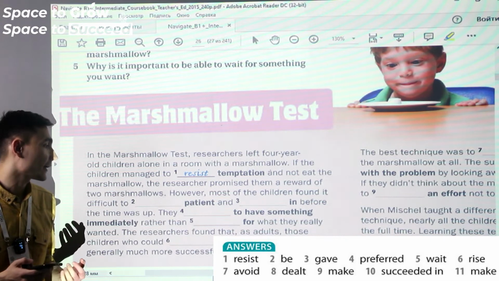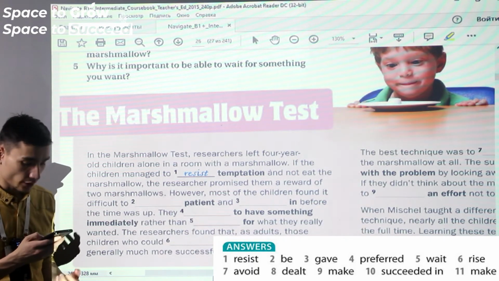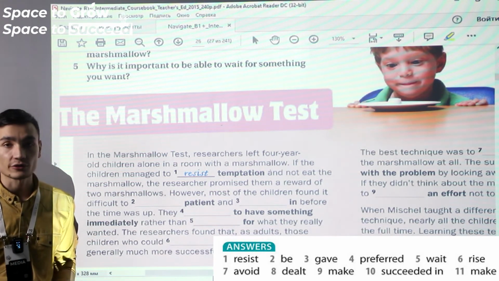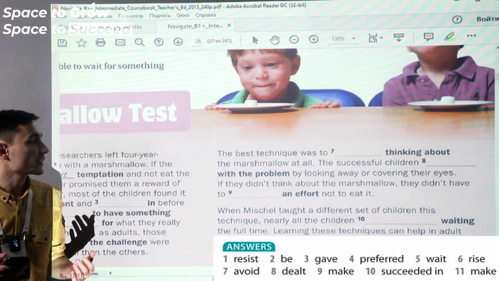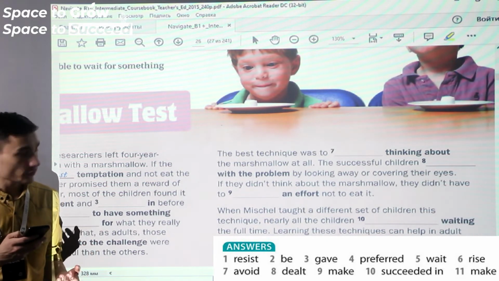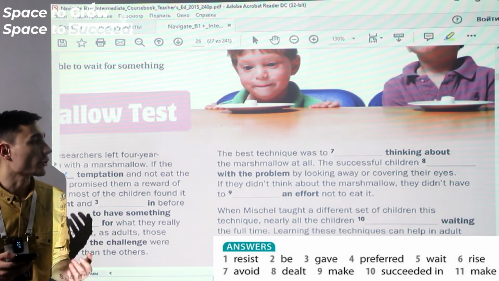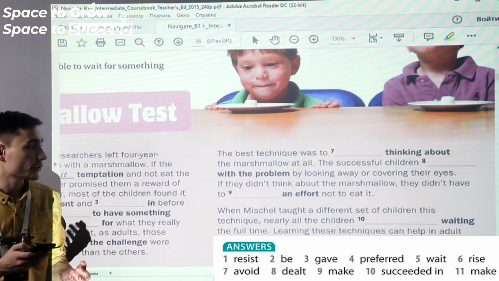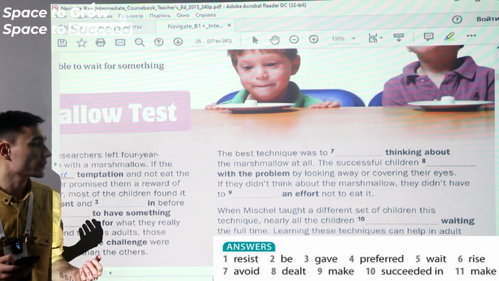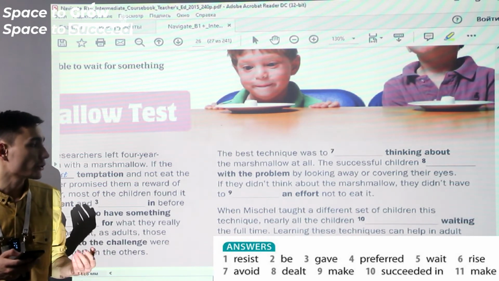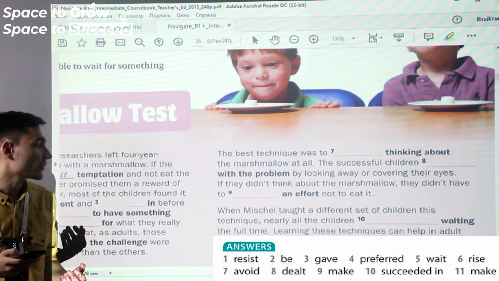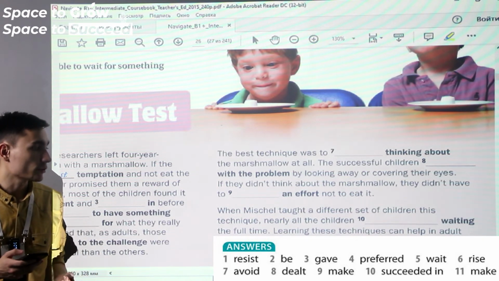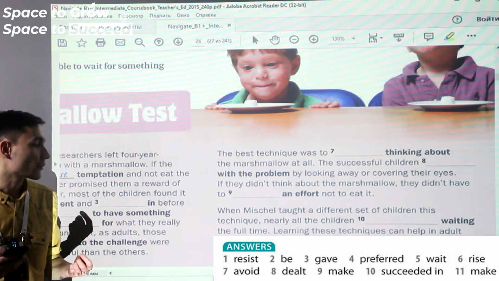The researchers found that as adults, those children who could rise to the challenge were generally much more successful than the others. The best technique was to avoid thinking about the marshmallow at all. The successful children dealt with the problem by looking away or covering their eyes. If they didn't think about the marshmallow, they didn't have to make an effort not to eat it. When Michel taught a different set of children with this technique, nearly all the children succeeded in waiting the full time. Learning these techniques can help in adult life because being able to wait helps us to make the right choices.